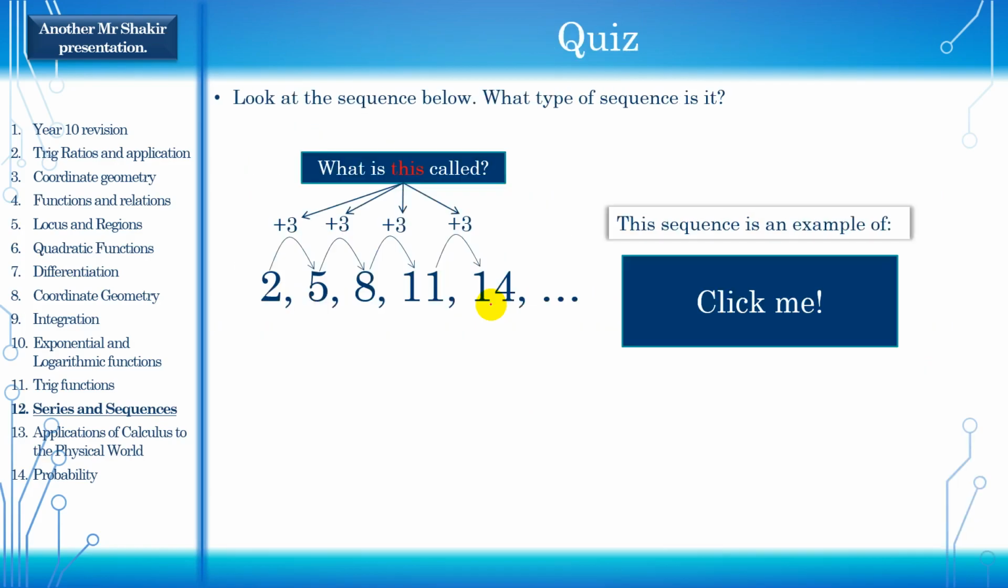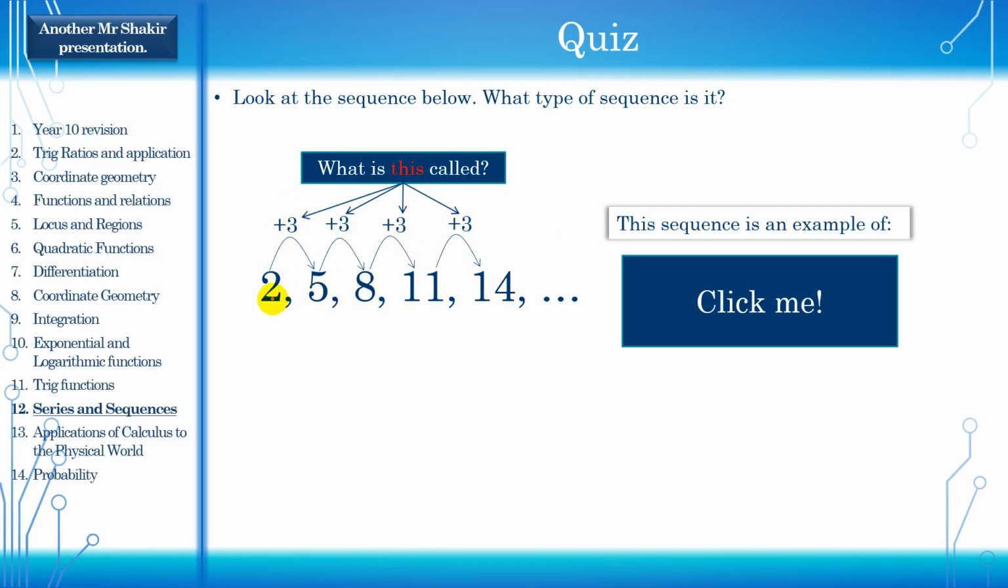Alright, moving on. Look at the sequence below. Small quiz. What type of sequence is it? We've just done it, so hopefully you should be able to do this. I do want you to pause the video and try to answer these questions. What is this +3 called? This is the sequence: 2, 5, 8, 11, 14. So what is the +3 called?